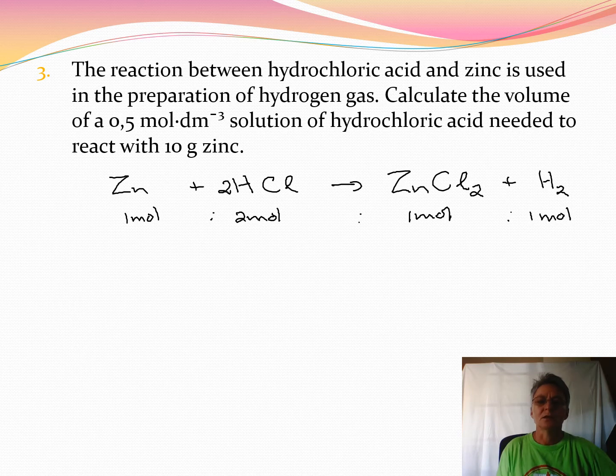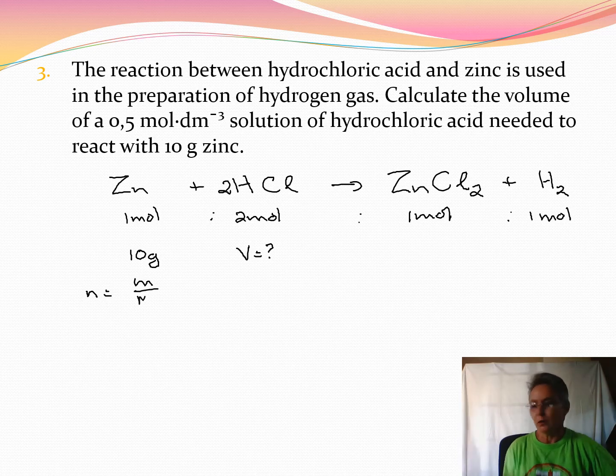So they want us to calculate the volume of hydrochloric acid to react with 10 grams of zinc. So whatever they give us, change it to moles. Moles is mass over molar mass.